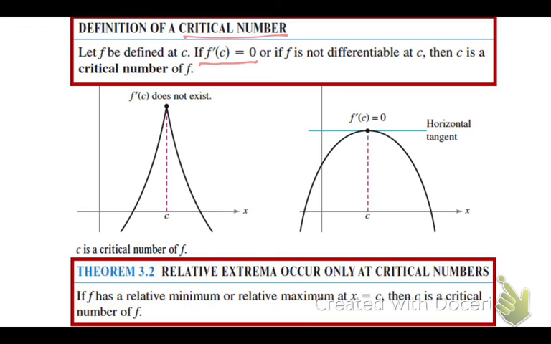So, relative extrema occur only at critical numbers. I think we've already established that. Yes? Relative extrema are only going to happen at critical numbers. And what is a critical number? The zeros of the first derivative.